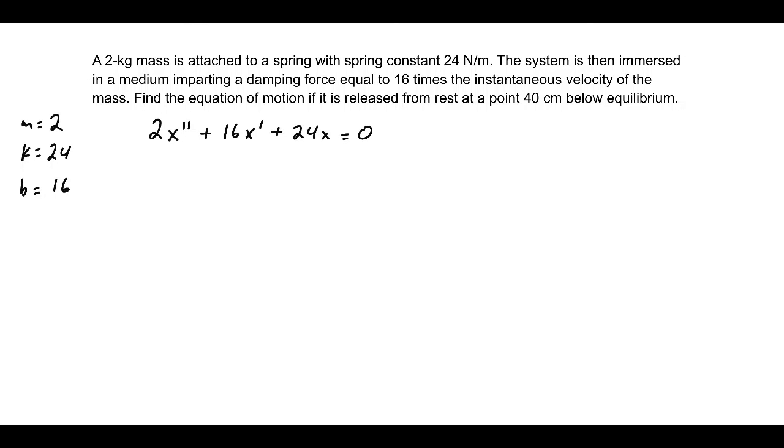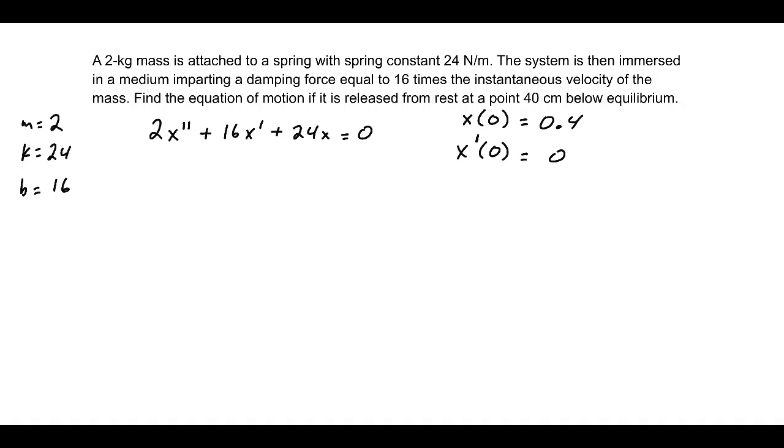Now also a few other things we should note. It is released from rest at a point 40 centimeters below equilibrium. This means for our solution, x of 0 is equal to 0.4, because 40 centimeters is 0.4 meters. Also, because it is released from rest, this means that x prime of 0 is equal to 0. It is not pushed off at an initial speed or anything like that. In finding our exact equation of motion, we will need those values.